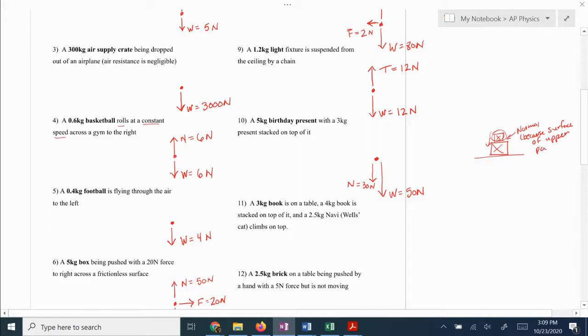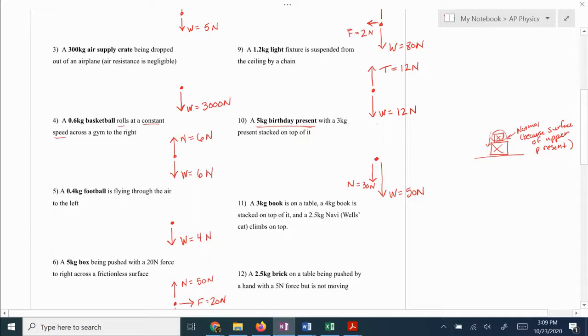I guess they're called presents, huh? Not packages. Okay, so that's why it's not a weight. The weight has to be the weight of that particular object, so the weight of this birthday present. Because this is a separate present, it's going to be a normal force, because it is the surface of that present pushing down on it.